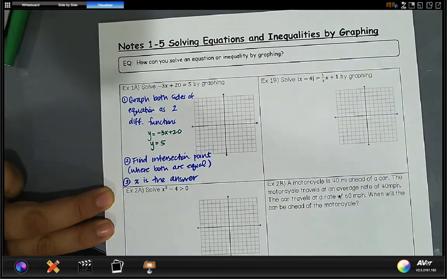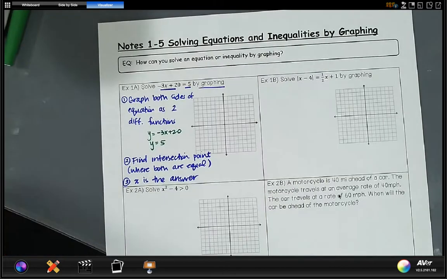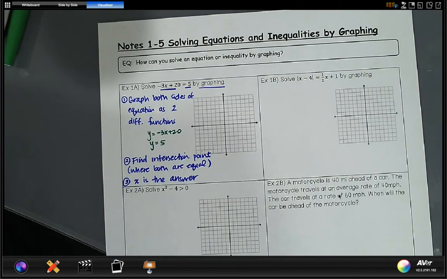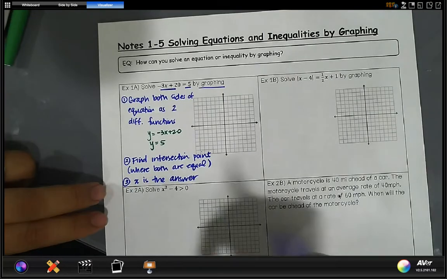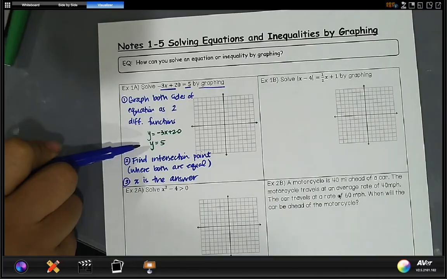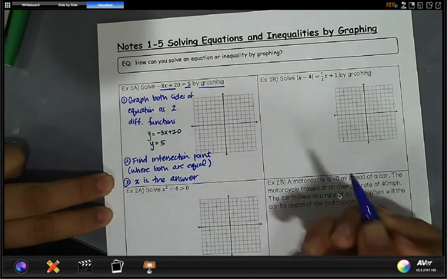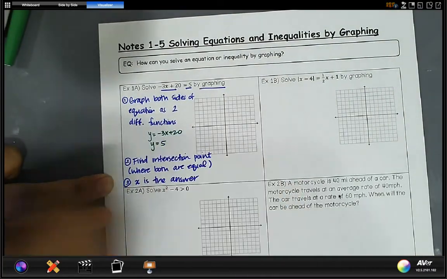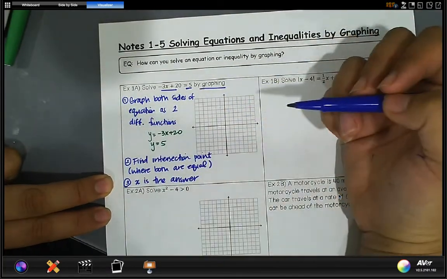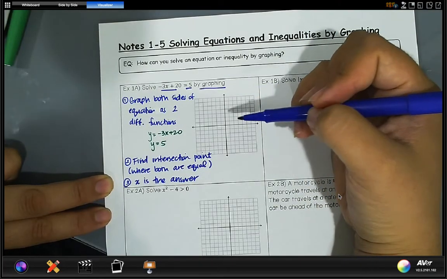Or if I'm doing this by graphing, then I would graph both sides as two different functions or two different equations that equal y. And once I graph those, then I can look for the point of intersection where these two equations are equal. And if they're equal, that would mean that x would be my answer. So if I were to graph this, y equals negative 3x plus 20. The y-intercept would be 20, but I can't really see it. So I'm just going to start substituting in numbers.